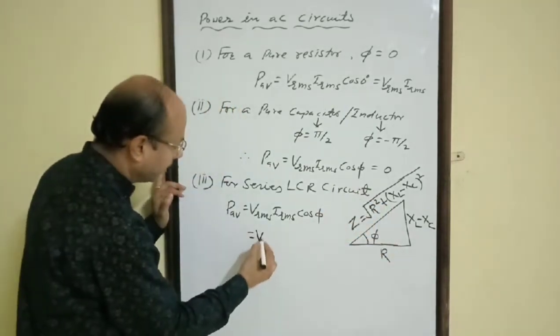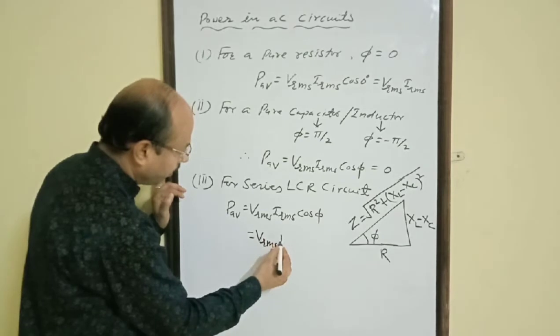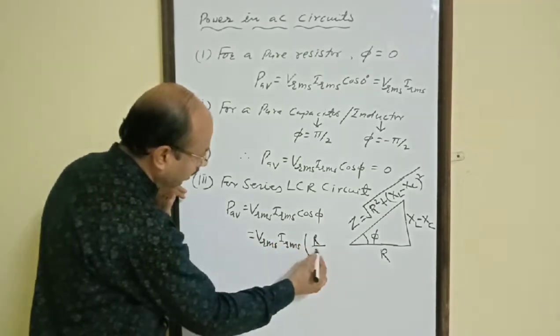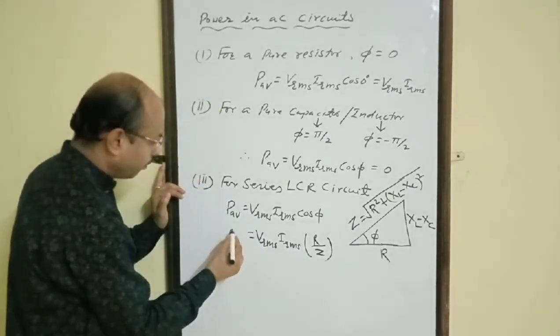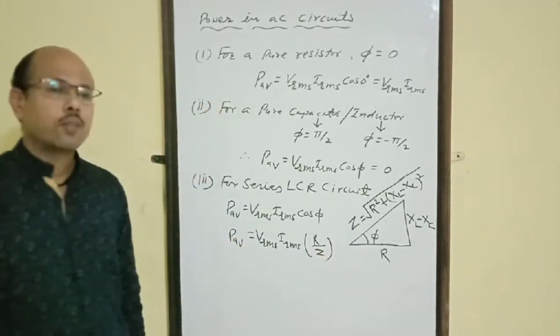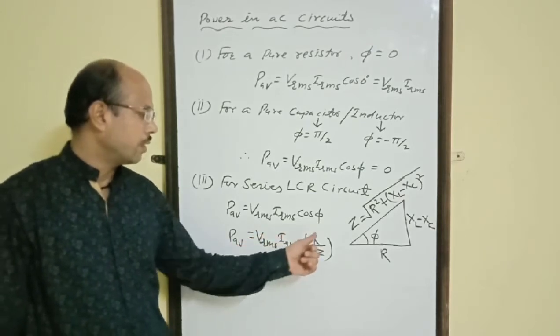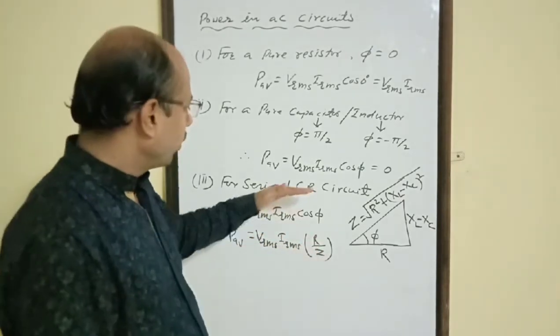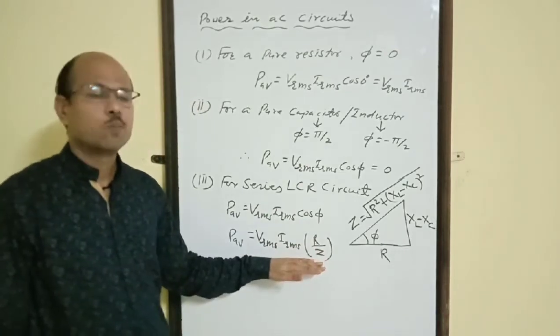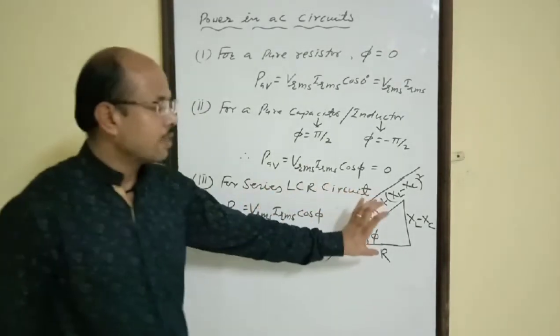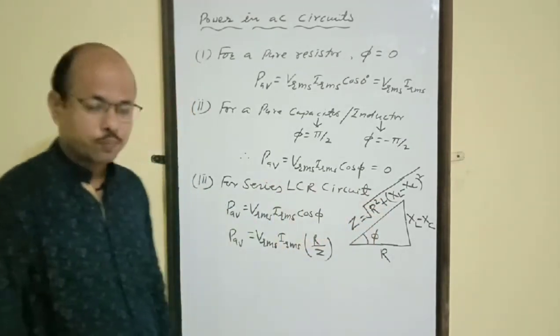Therefore, here we can write Vrms, Irms, and you can also write R by Z. So by using this formula, we can find out power. P average equals Vrms Irms into R by Z, because here cos phi becomes R by Z. Such types of questions are generally asked in CBSE as well as competitive exams.